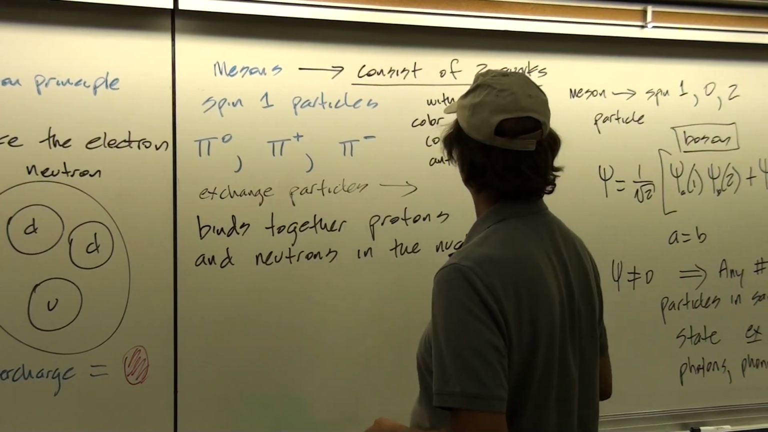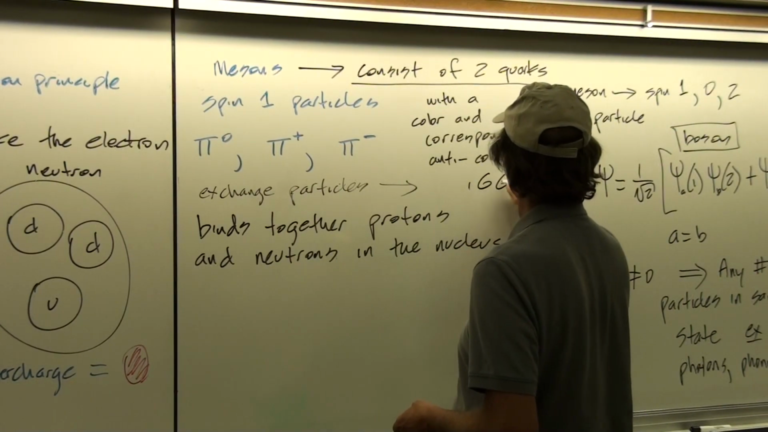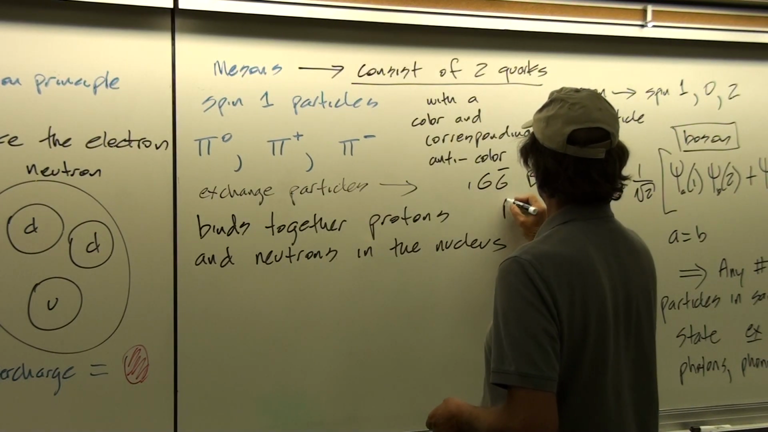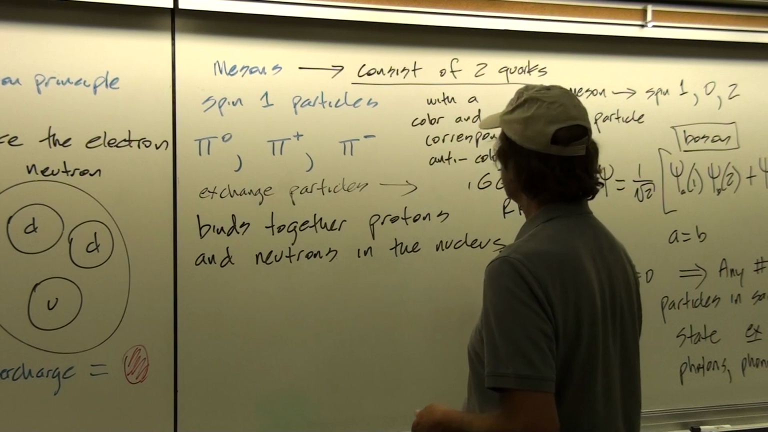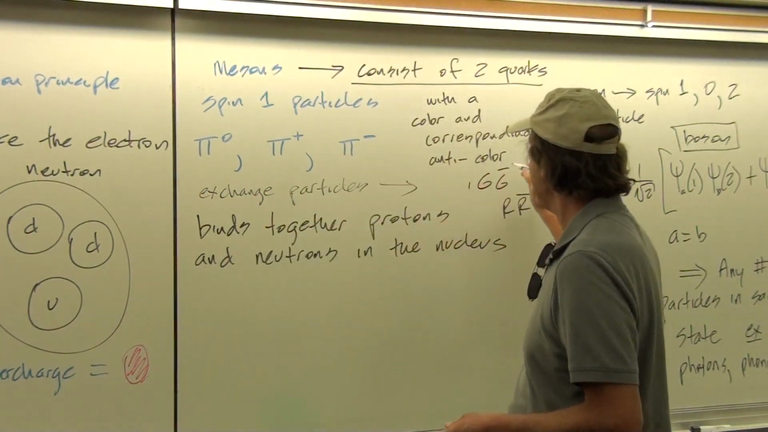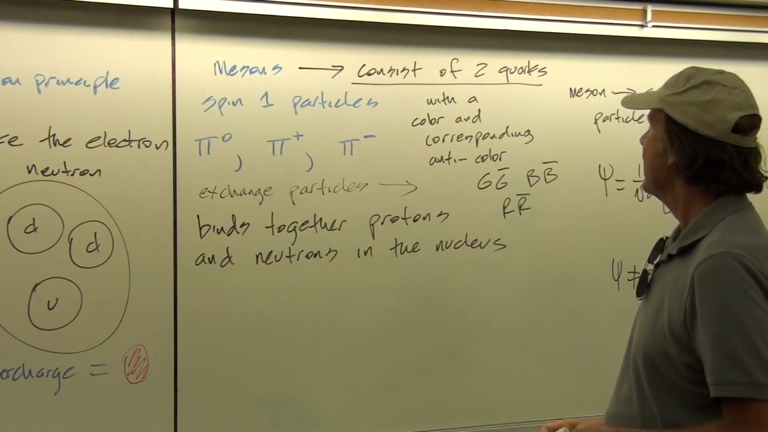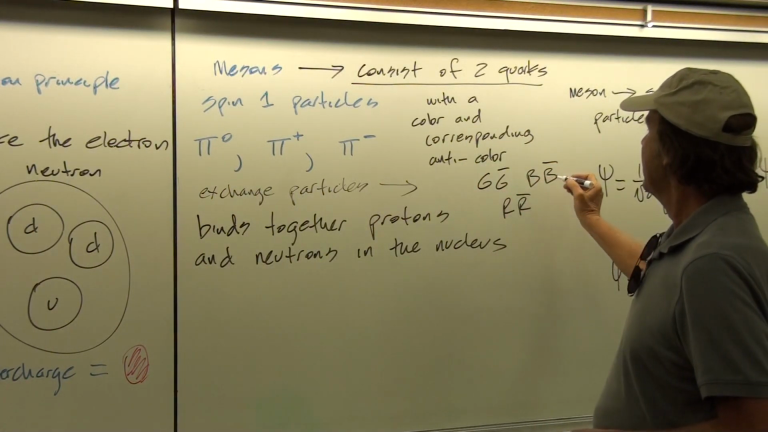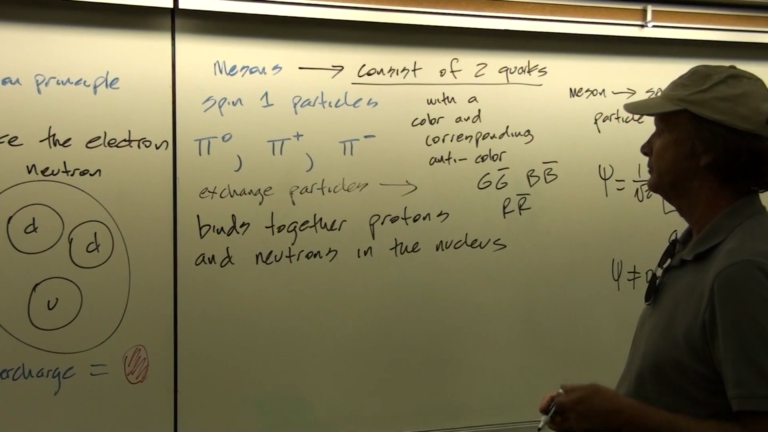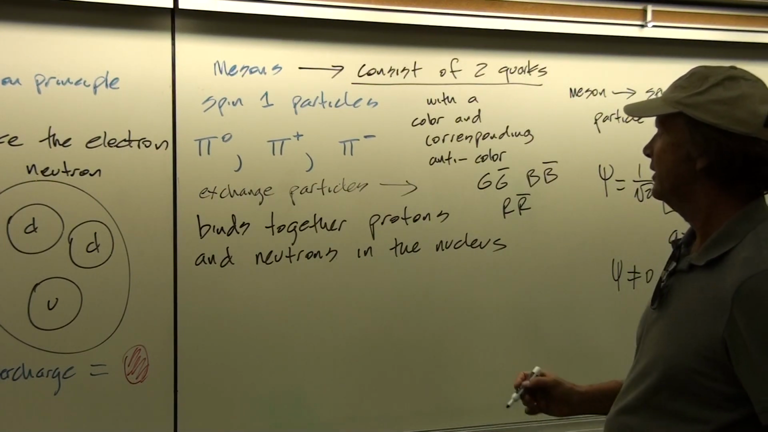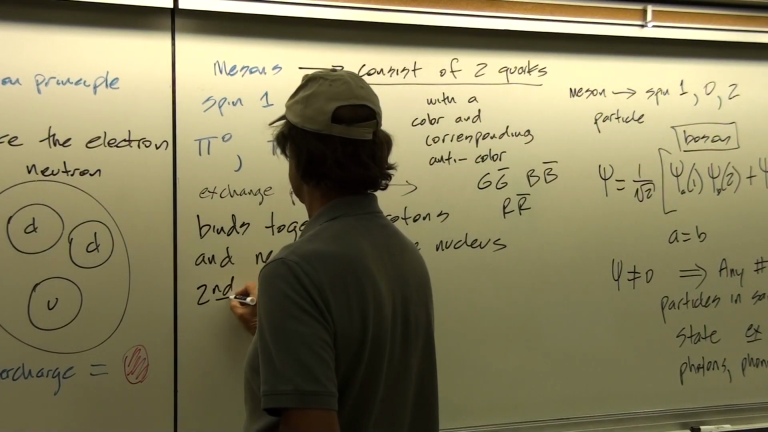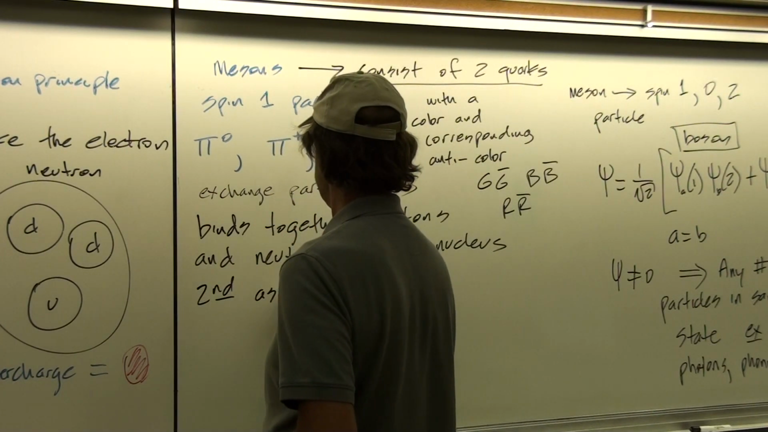So in other words, this would be like green and anti-green, or blue and anti-blue, or red and anti-red. Or it could be a combination of all 3 of those. Okay? But it has to add up to 0 total hypercharge by having equal amounts of a color and its anticolor. And so, as I said before, this is the second aspect of the strong nuclear force.